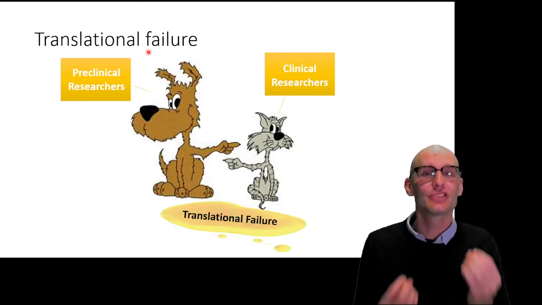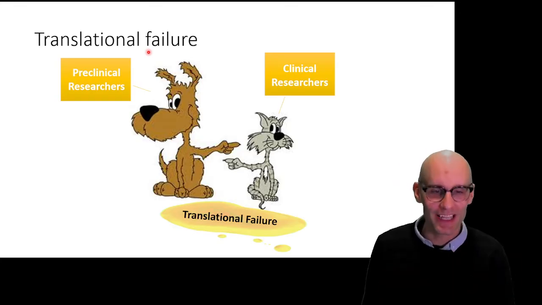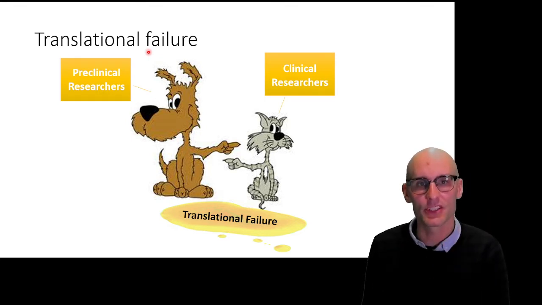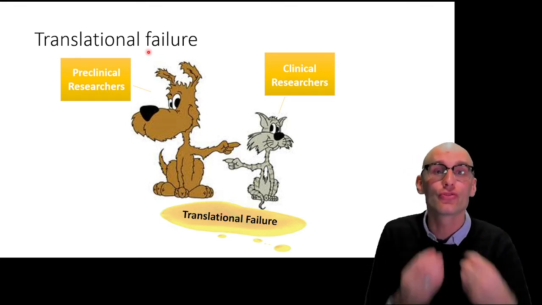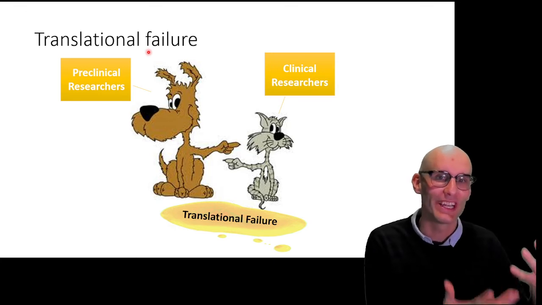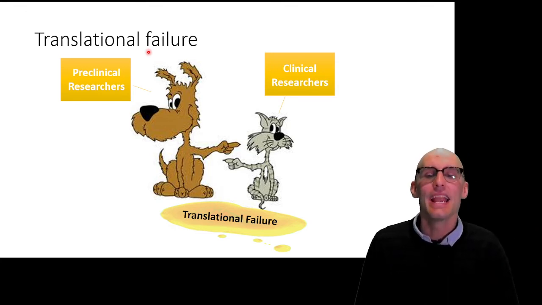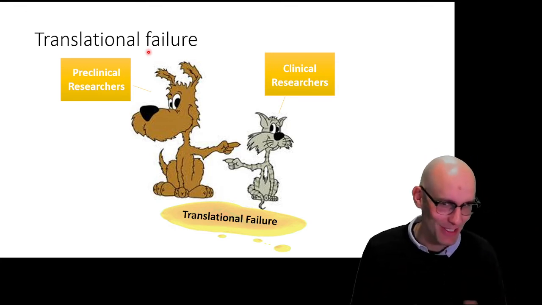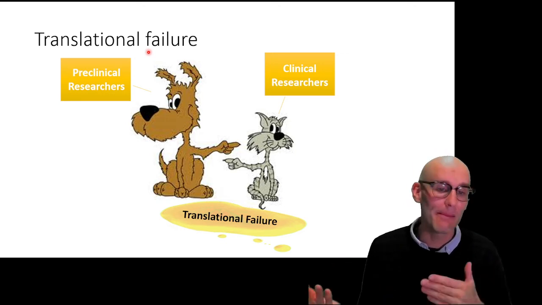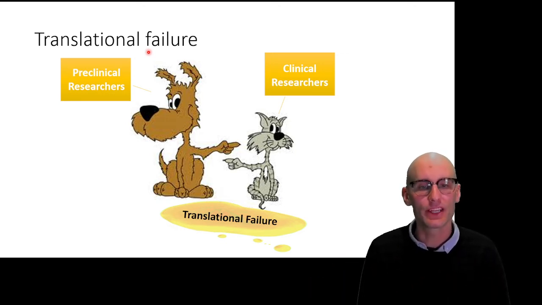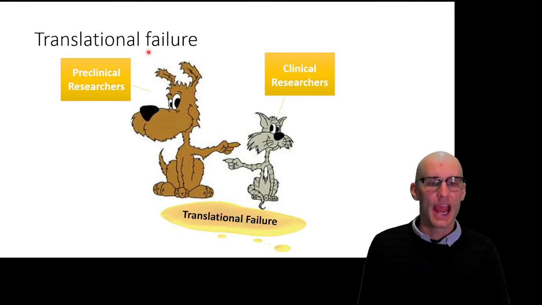And this is translational failure. So translational failure is the ability for the results in preclinical research to translate to results in the clinical setting, right? Now, what's causing translational failure? Well, there's a little bit of a blame game going on here. Preclinical researchers point to clinical researchers. And why would they do that?